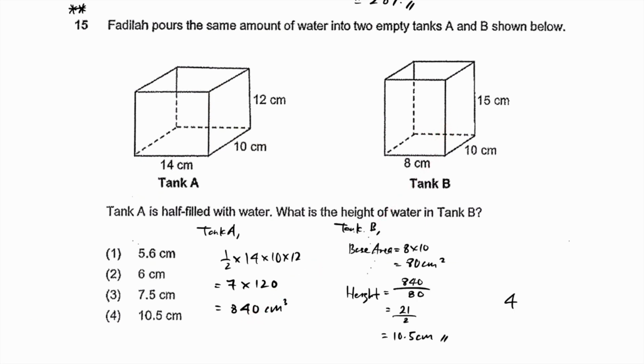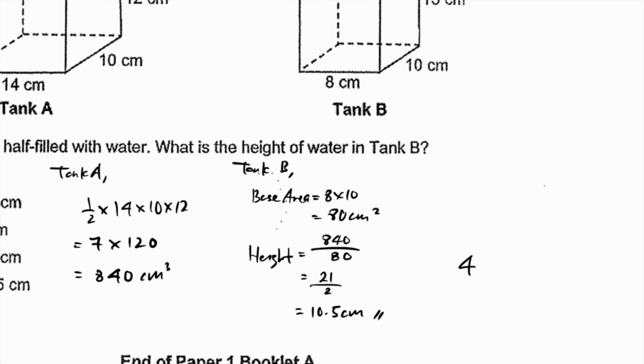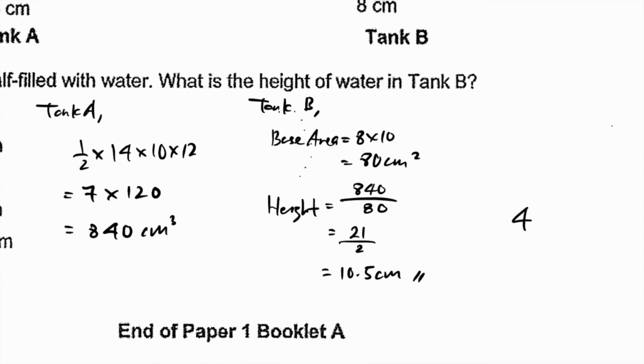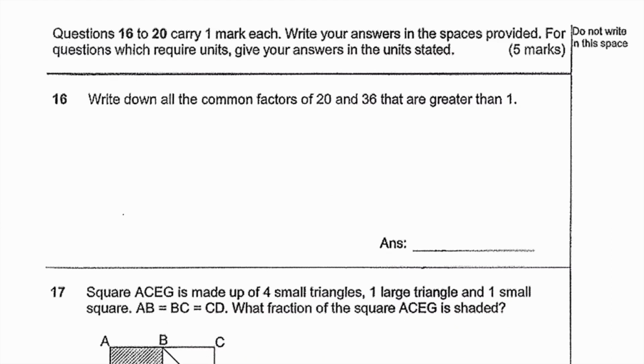Now, what is the height though? So if the base area here is 8 times 10, which is 80 square centimeters, this is the base area. The height in tank B is simply the water coming in divided by the base area, which ends up being 10.5 cm.